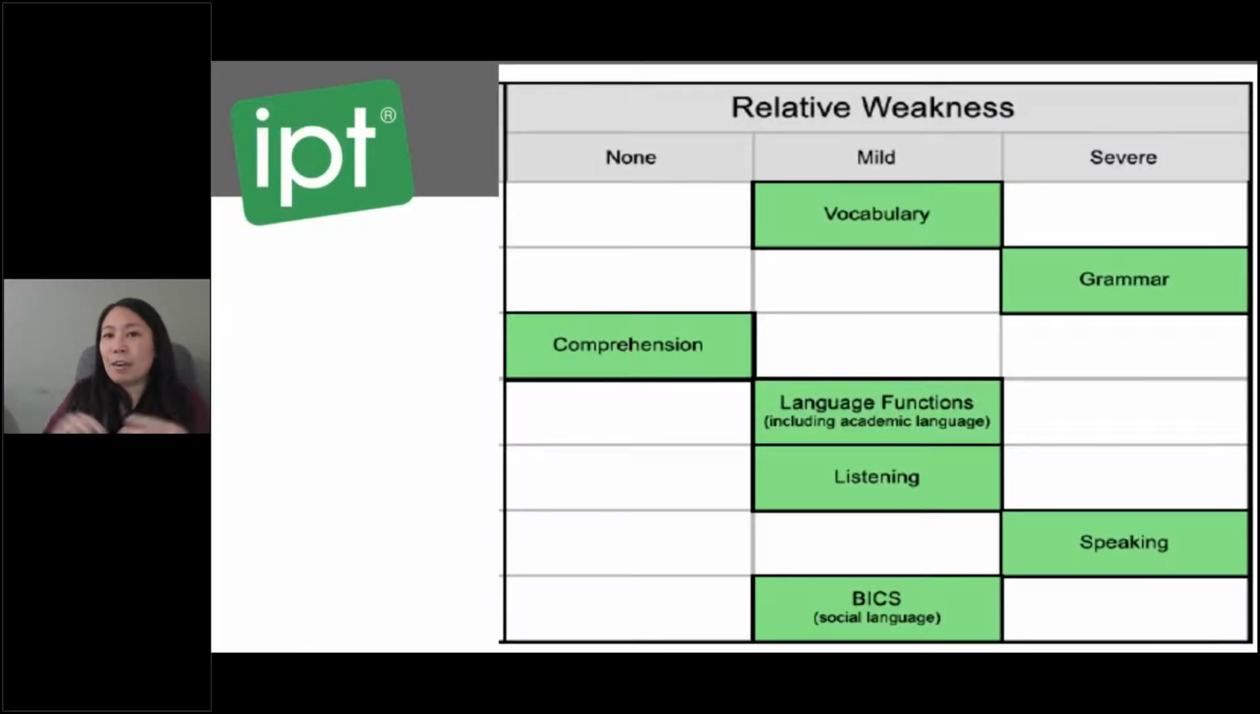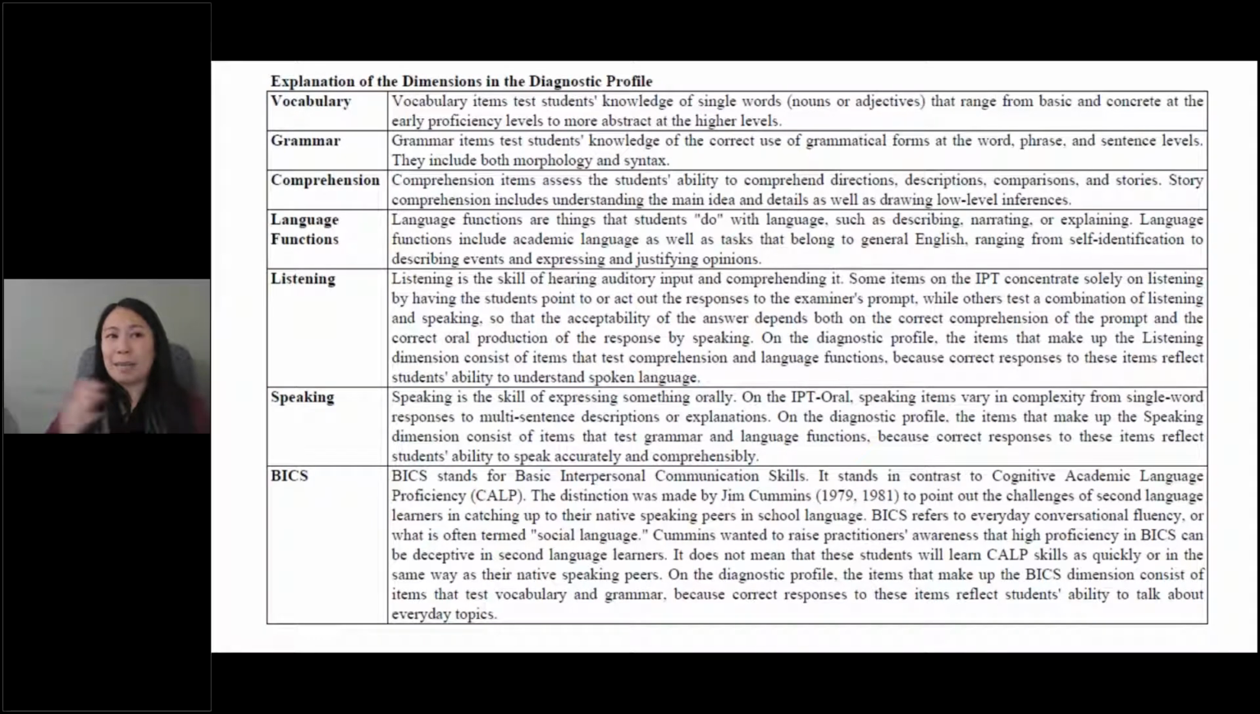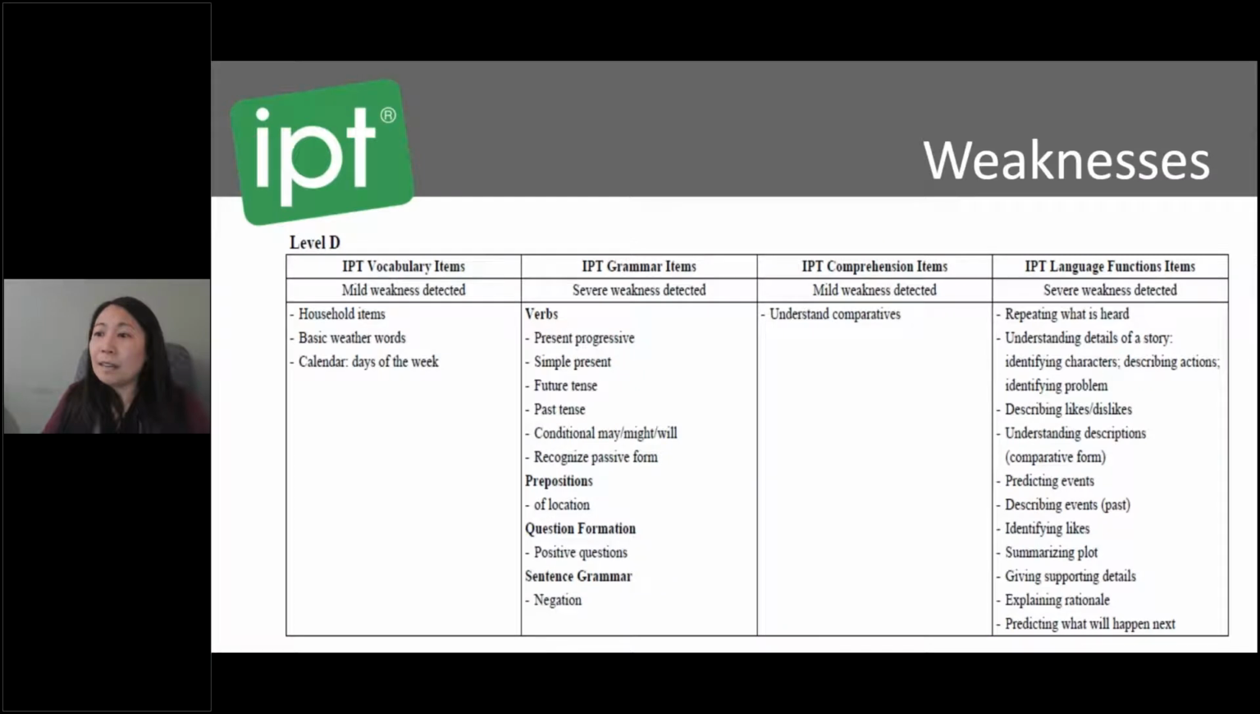In the IPT, they're going to take these different skill sets and show where maybe they don't have any weaknesses, where they're mild or severe. And you can see even BICS and CALP represented here. Here are some explanations of what BICS means, or listening, comprehension, etc. And then a list of weaknesses. You could use this as like a checklist.